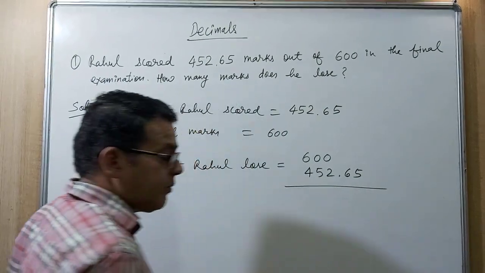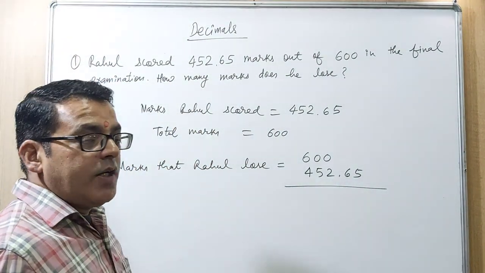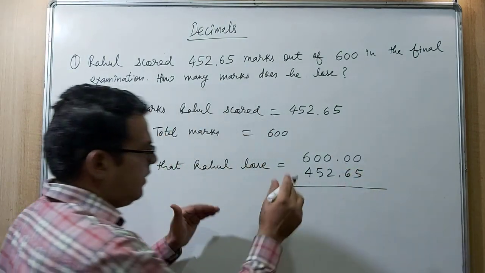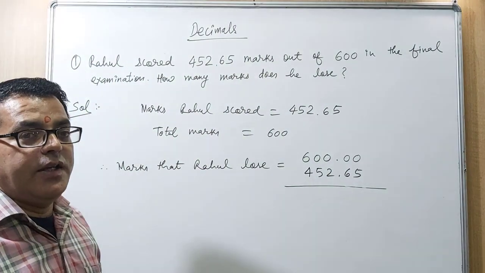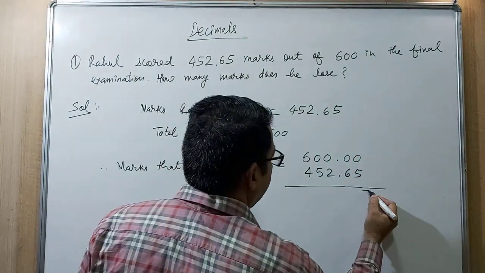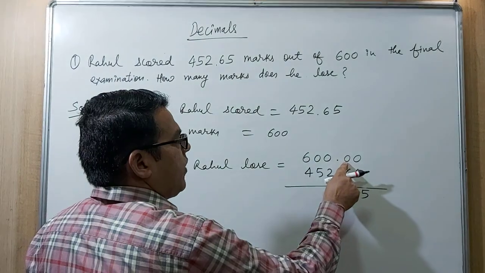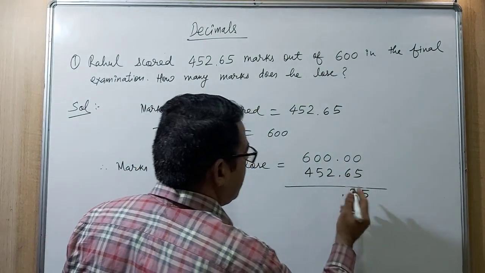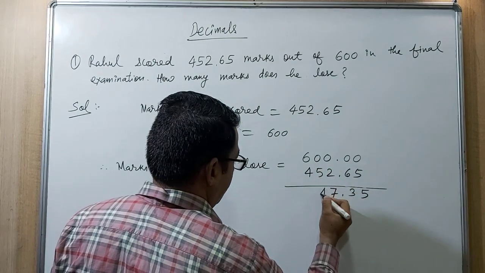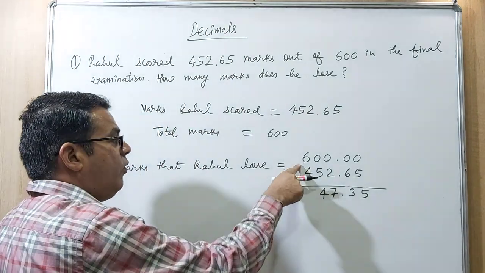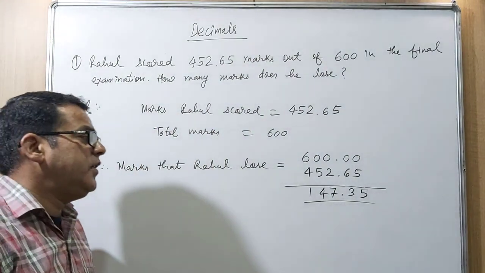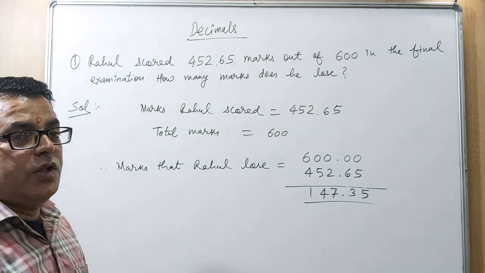And before actual subtraction, we need to convert both the numbers in like decimals. So if we can put two zeros there, now we can convert this one in like decimals. Now we can subtract. After taking borrow from here, we have 10. 10 minus 5, 5. And it becomes now 9. 9 minus 6, 3 we can write. Here again 9. 9 minus 2, 7. Here is 9. 9 minus 4... 9 minus 5, 4. Here is now 5 after giving borrow. So 5 minus 4, 1. So 147.35 marks that Rahul lose.